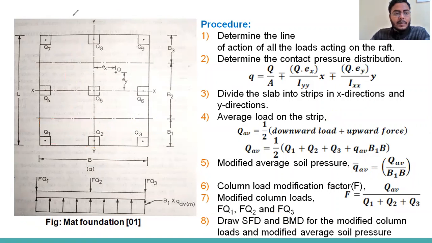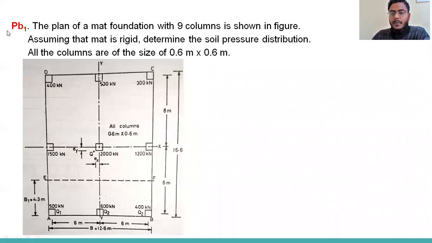So I will discuss one numerical problem so that we can understand in a proper way. This is the one question. The plan of a mat foundation with the 9 columns is shown in the figure. Assuming the mat is rigid, determine the soil pressure distribution. All the columns are a size of 0.6 meter into 0.6 meter. So determine the soil pressure distribution, and then we can go for drawing the shear force diagram and bending moment diagram.